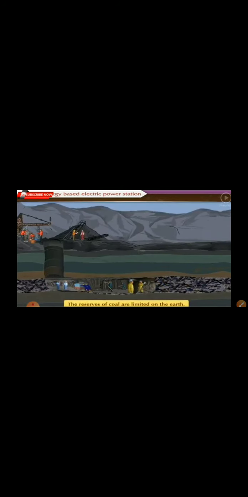The reserves of fuel used in this method, that is coal, are limited on the earth. Therefore, in future, there will be limitations on the availability of coal. After a detailed study of thermal power station, let us now study power plants based on nuclear. Now, this is the total study about the thermal power plants. Next time, we'll study about the nuclear power plants, how electricity is produced in a nuclear power plant.